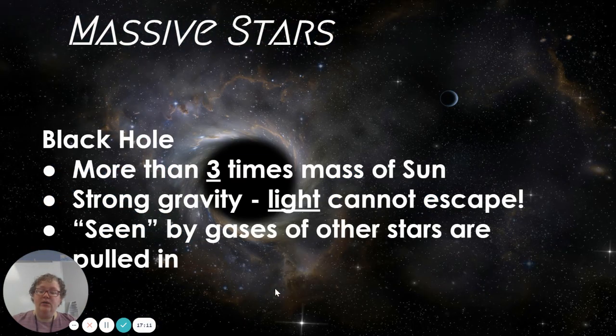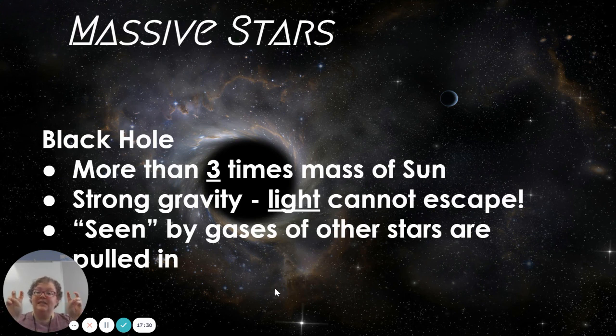A black hole is only going to happen with the most massive stars. So stars that are more than 3 times the mass of the sun. There's a lot of gravity pulling everything in. The gravity is so strong that the light cannot escape. So that's why we call it a black hole.